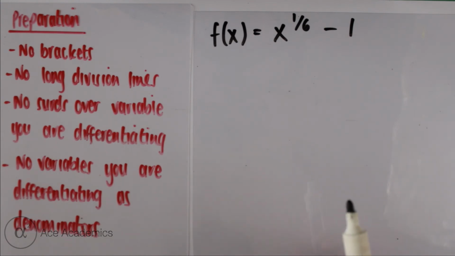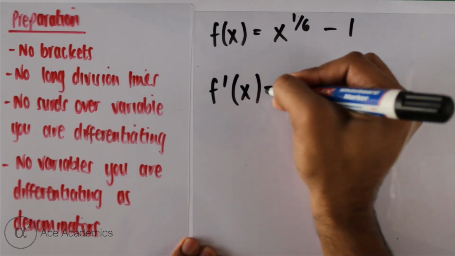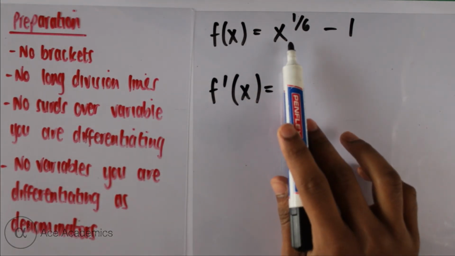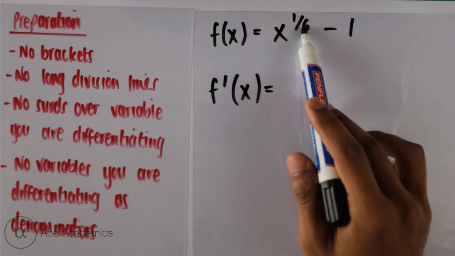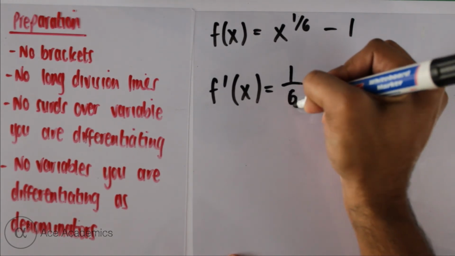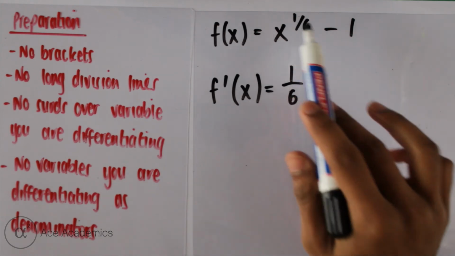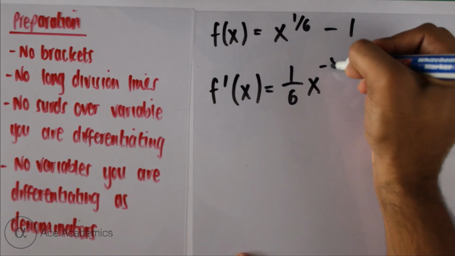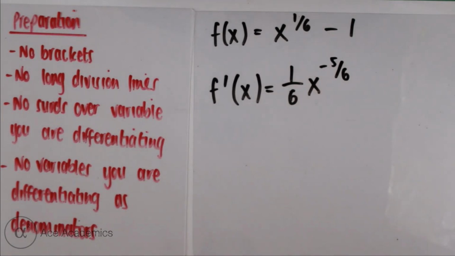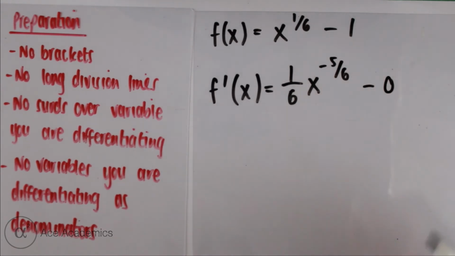Now we can do the derivative. The first thing is to change the notation into the derivative notation. F prime of x is equal to... The first term is the power rule. So we take the exponent and we multiply it by the coefficient. So it's 1 times 1 over 6, which is just 1 over 6. And then we subtract 1 from the exponent of the x. So 1 over 6 minus 1 is negative 5 over 6. Now the derivative of minus 1 is just 0, because the derivative of a constant is 0.